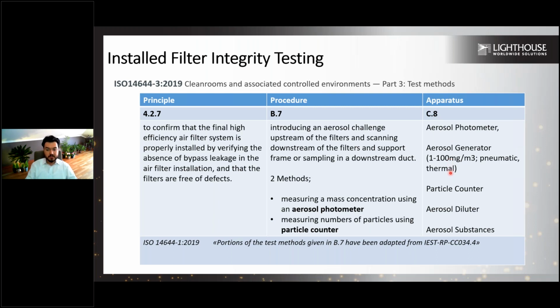And aerosol generators could be pneumatic or thermal aerosol generators, or particle counters with an aerosol diluter. And for both methods, you will need an aerosol substance. The standard itself says portions of the test methods given in B7 have been adopted from IEC recommended practices 34.4, HEPA and ULPA filter installed filter efficiency testing.